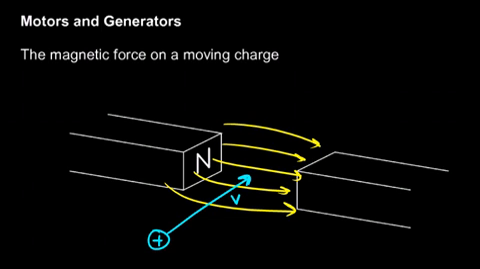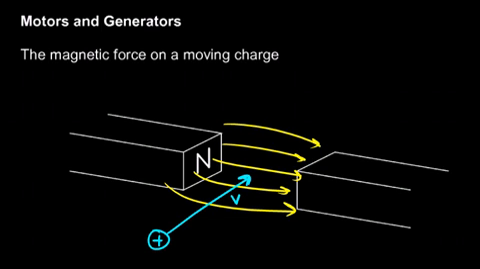It turns out that any moving particle, any charged particle like this, moving across these magnetic field lines, or a charged particle moving across a magnetic field, will experience a force. And the direction is given by the right hand rule.